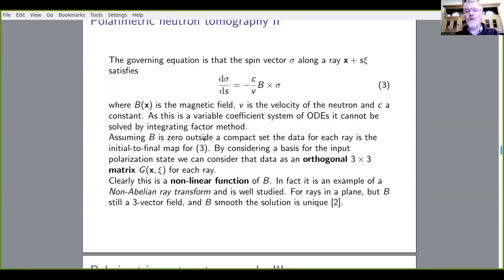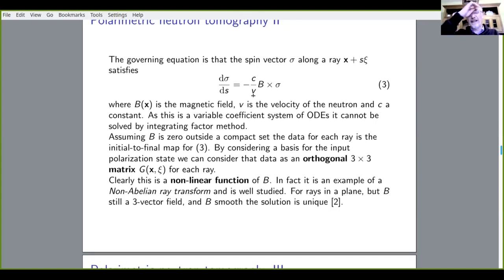So the governing equation is kind of neat. Sigma is the name for the spin vector, and you go along a ray x plus s theta as normal. But instead of a Beer-Lambert law, we have this system of differential equations: the magnetic field vector B cross sigma is proportional to the rate of change of sigma. So the cross product varies, so sigma varies with the cross product with B. And underneath, we've got the velocity just as a parameter. As I say, the longer it spends in the magnetic field, the more it changes, right?